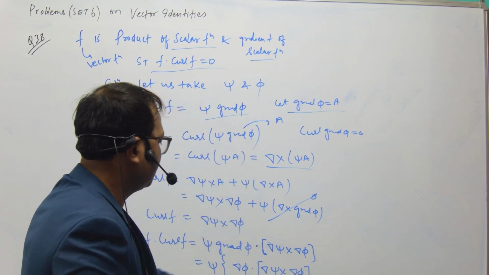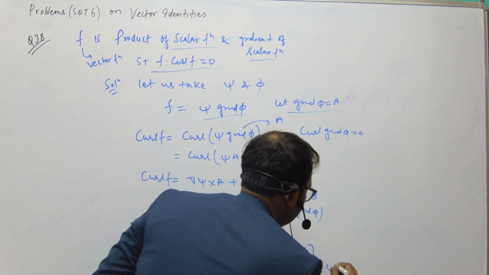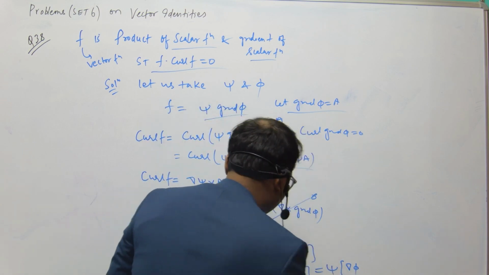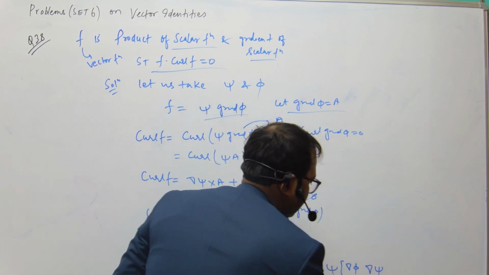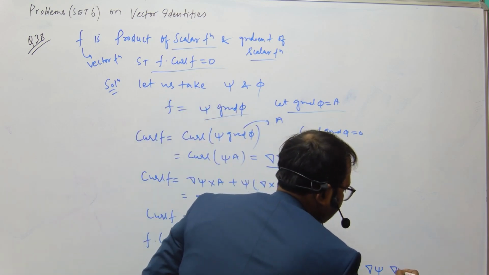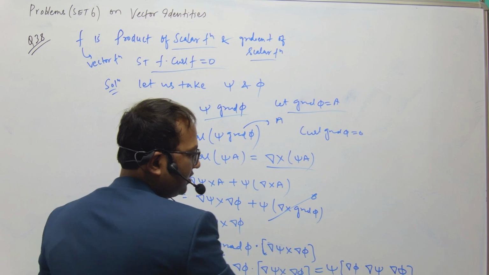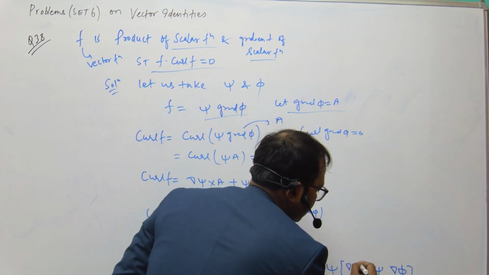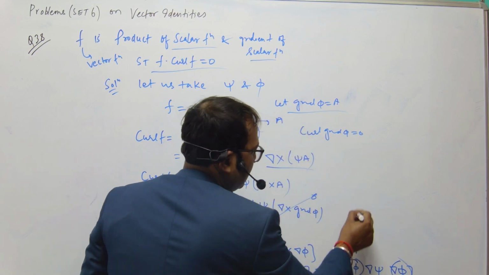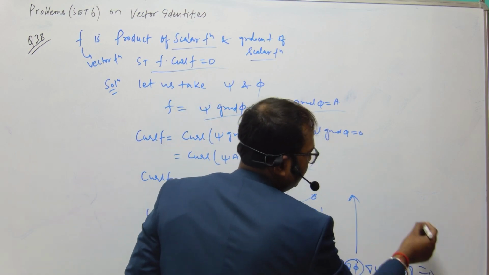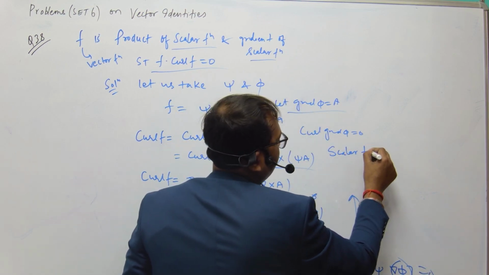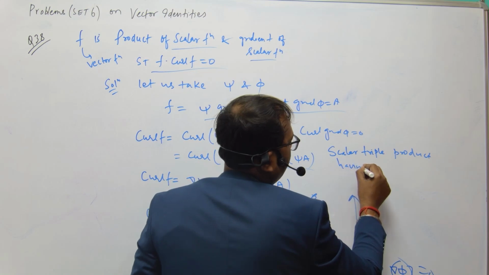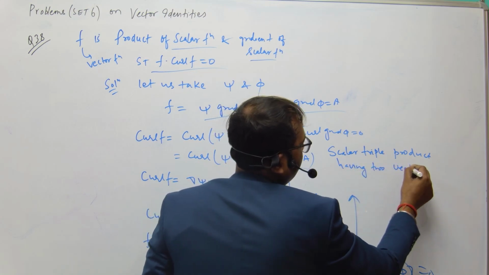This is nothing but a scalar triple product. This is psi times, the first vector gradient of phi, then del psi, and del phi. Scalar triple product having two vectors the same is 0. So these two vectors are the same. This is equal to 0 because a scalar triple product having two vectors the same is zero.